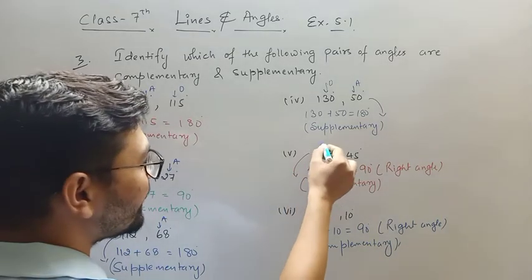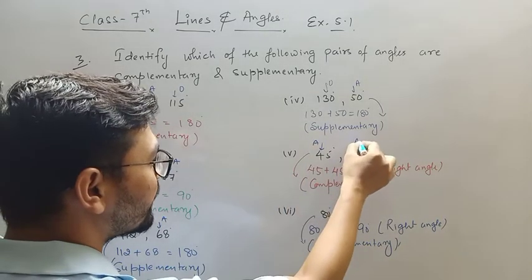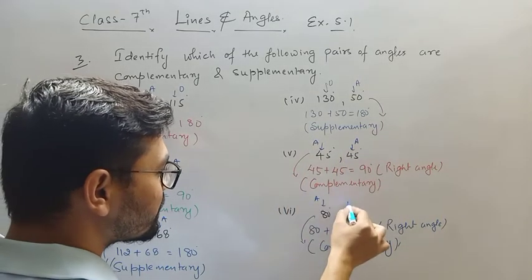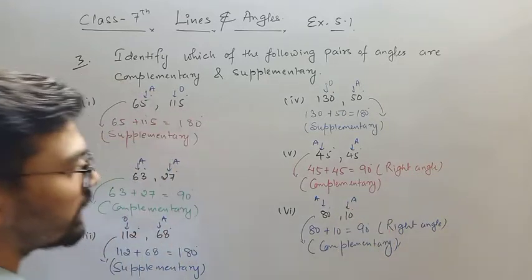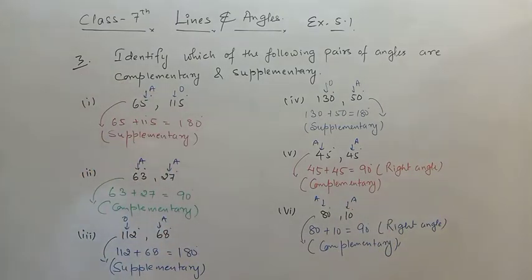So this is an acute angle, this is an acute angle, this is an acute angle, this is an acute angle. The summation of acute angles will give you complementary angles, and the summation of an acute and an obtuse angle will give you supplementary angles. Okay, note it down first.